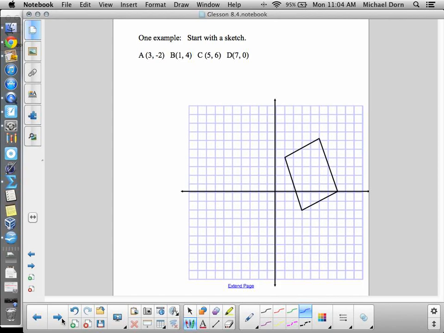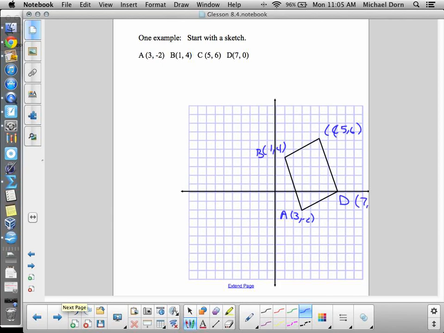You might have measured just two sides. You said, oh, these two sides are parallel, parallelogram. No, one pair of sides being parallel is not enough. You got to take enough measurements. So I have A is at 3, -2. B is at 1, 4. C is at 5, 6. And D is at 7, 0.